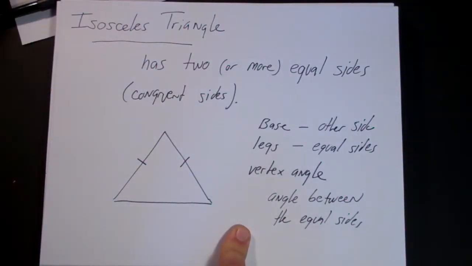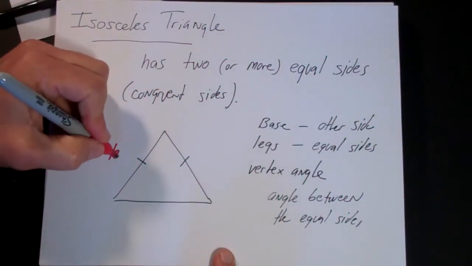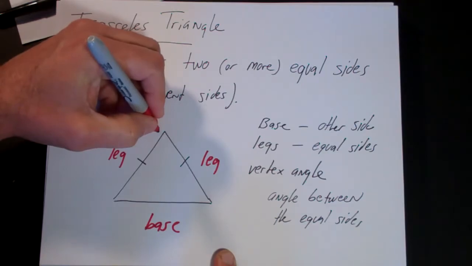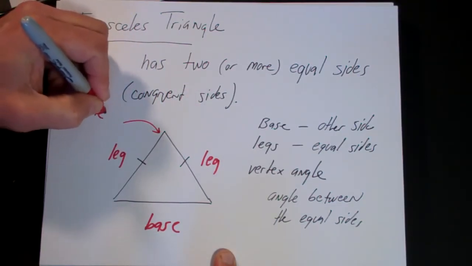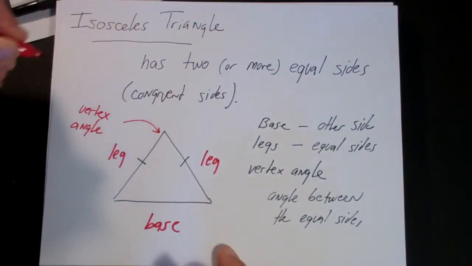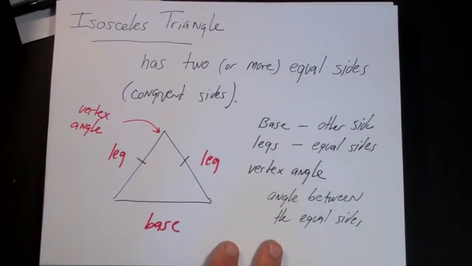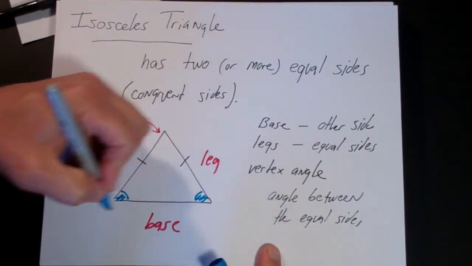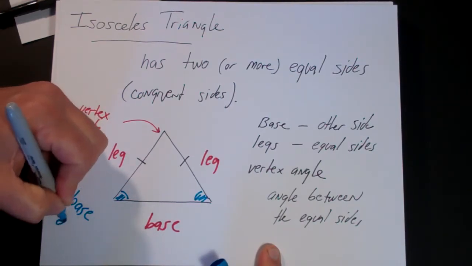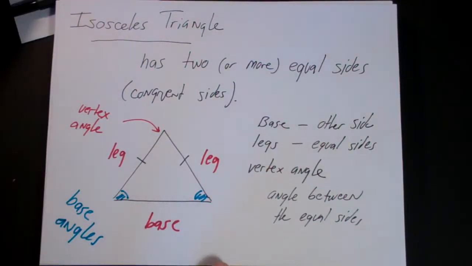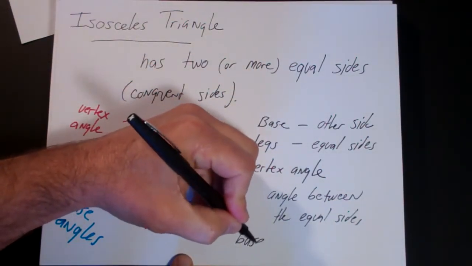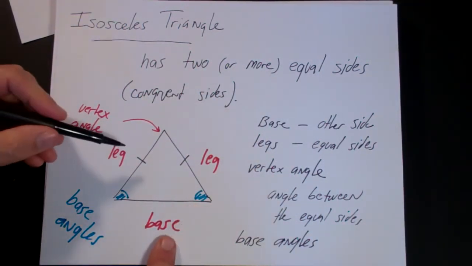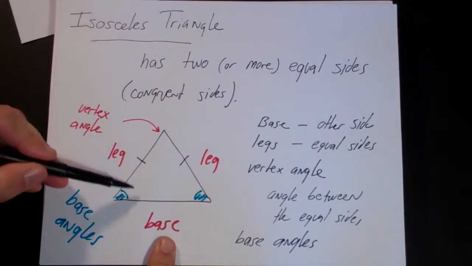So if we just think about that for just a second, here we have a leg, here we have a leg, here we have a base, here we have the vertex angle. And these two angles are very important. These are called the base angles. So this angle here and this angle here are called the base angles. The key to the base angles is that they are the angle not between the two legs, but between a base and a leg.